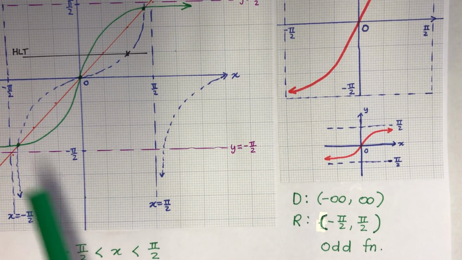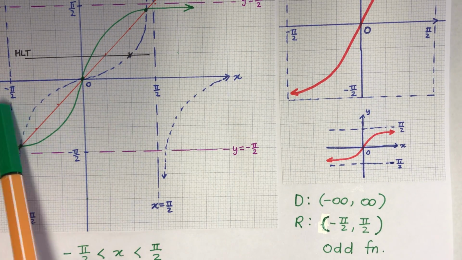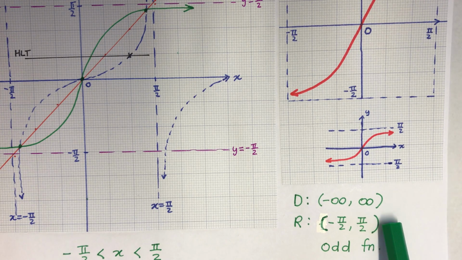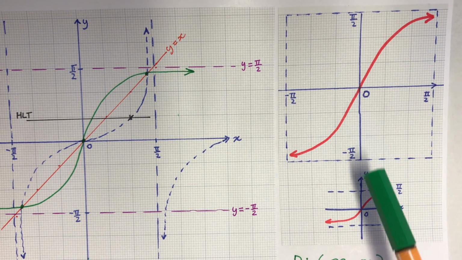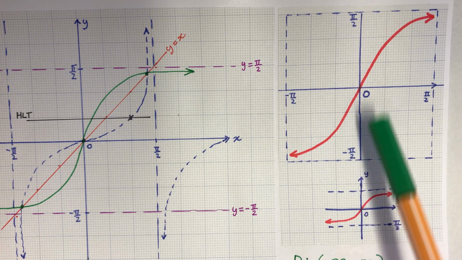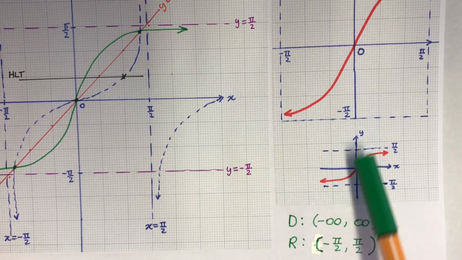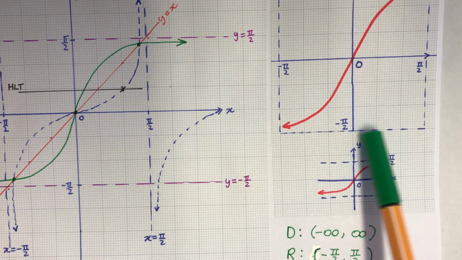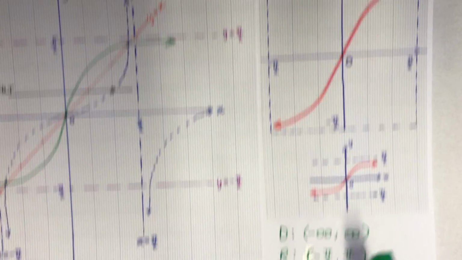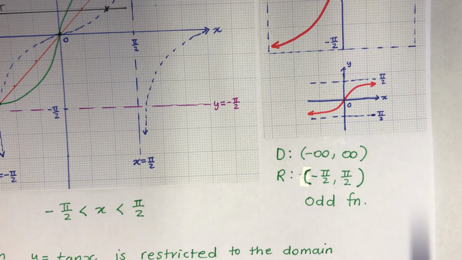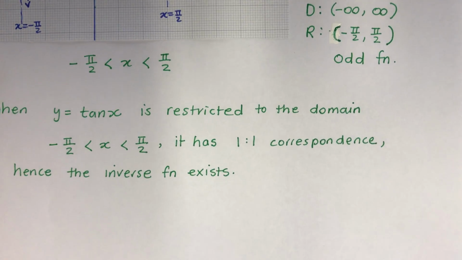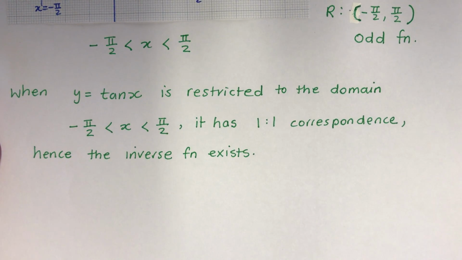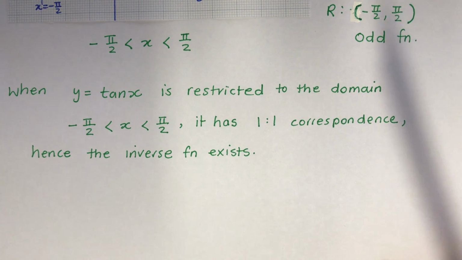So my domain is all values of x, but the range will be going from minus pi over 2 to pi over 2, but they're not included because these are actually asymptotes, isn't it? So they're not included, so it's round brackets, and it's also an odd function. So this is the reason. Okay, so that's not too bad.